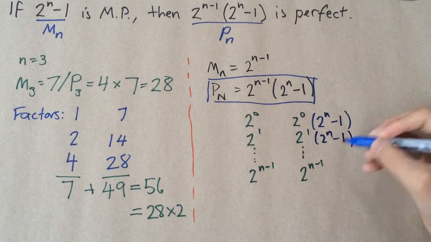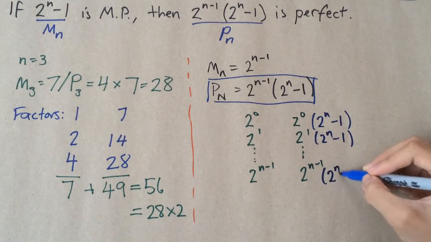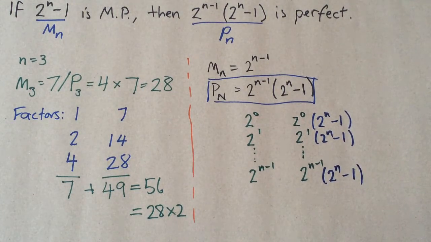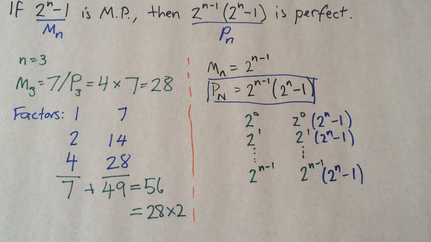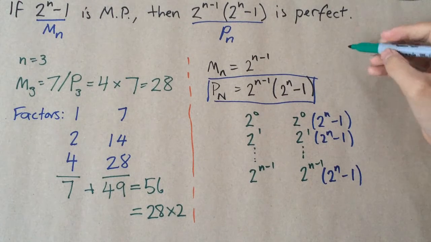R of n minus 1, R of n minus 1. Right. So now we can add up all the factors like we did previously. Now, if you were to add up all the factors, you will get the perfect number times 2. So the sum of the factors that we expect, I'm going to write here.